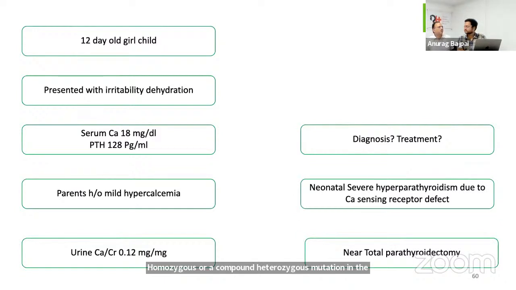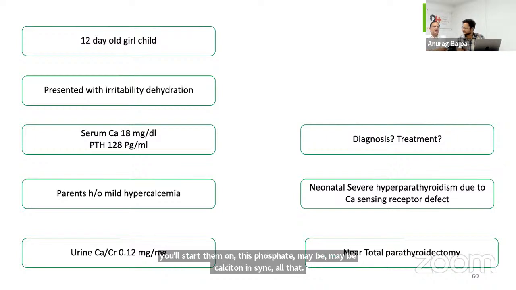And how will you manage this case, Alapan? You have to go for a near total parathyroidectomy. So first you have to stabilize. So you have to give hydration, give diuresis. You start them on bisphosphonate, maybe calcitonin, cinacalcet, all that. Bring the calcium levels down and then consider going for surgery.